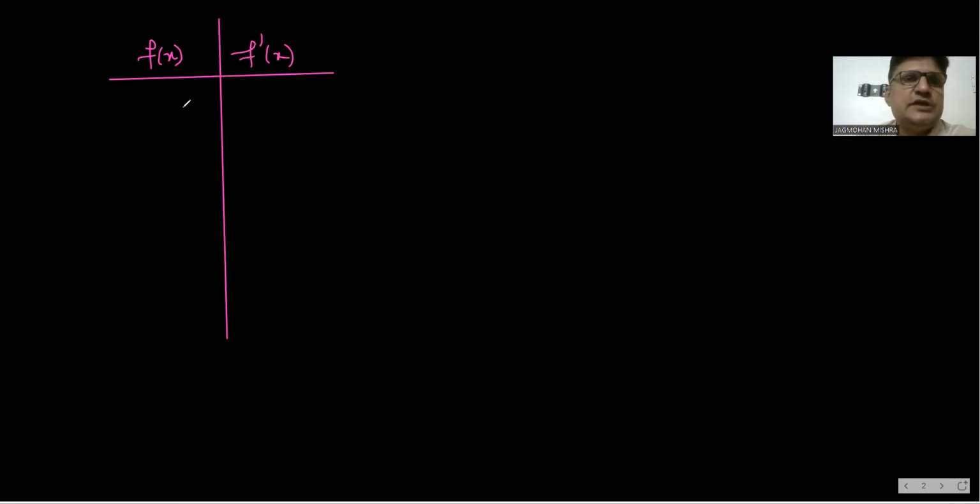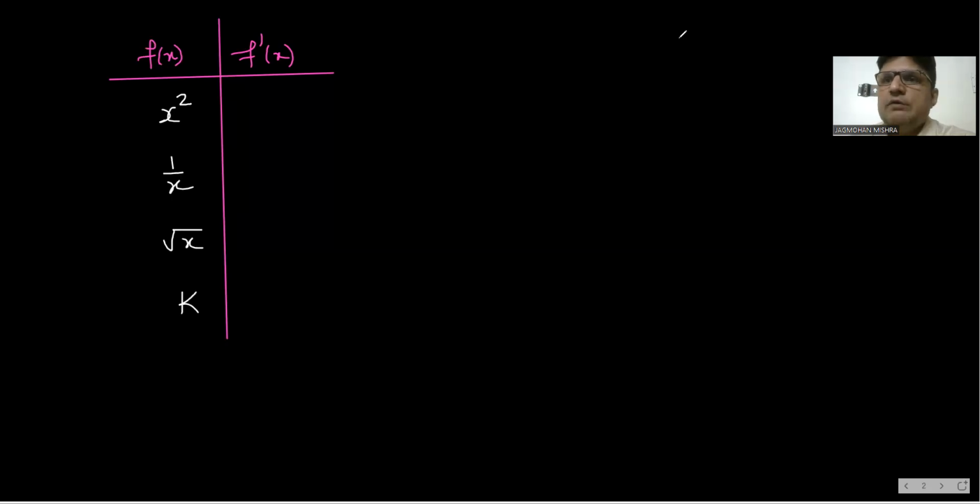The functions that we are going to differentiate will be x squared, then 1 upon x, then root of x. These are three functions, and one more function, that is constant. Let me first begin with the constant function.